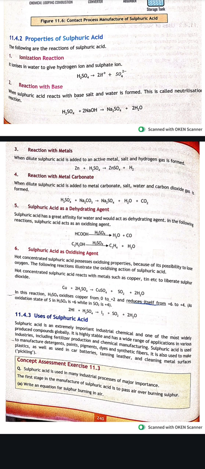Sulfuric acid as oxidizing agent. Hot concentrated sulfuric acid possesses oxidizing property because of its possibility to lose oxygen. The following reactions illustrate the oxidizing action of sulfuric acid. Hot concentrated sulfuric acid reacts with metals such as copper and tin, and copper plus H2SO4 gives us CuSO4 plus SO2 plus water. In this reaction, H2SO4 oxidizes copper from 0 to +2 and reduces itself from +6 to +4. Oxidation state of sulfur in H2SO4 is +6, while in SO2 it is +4.